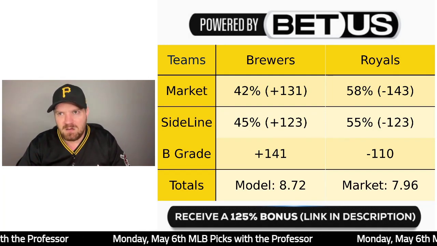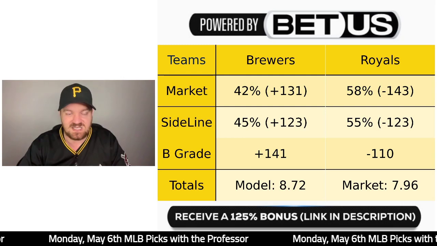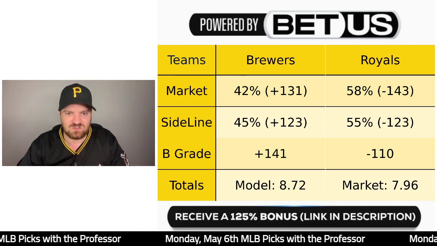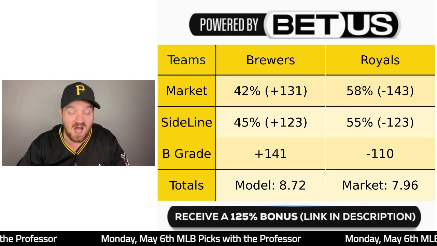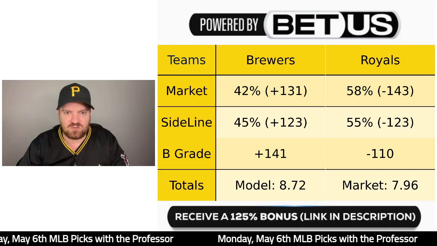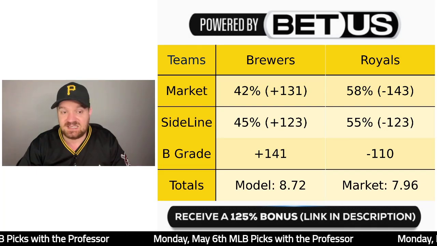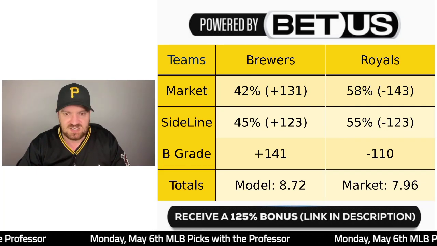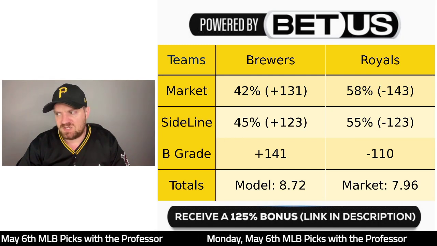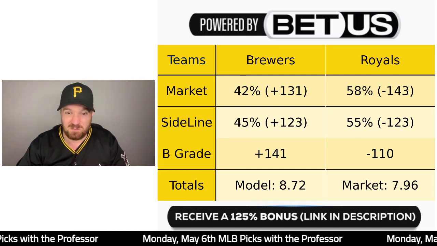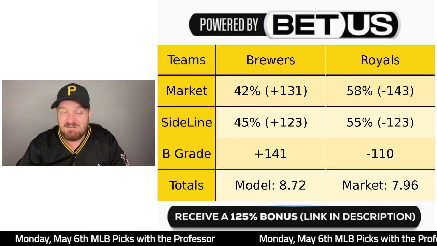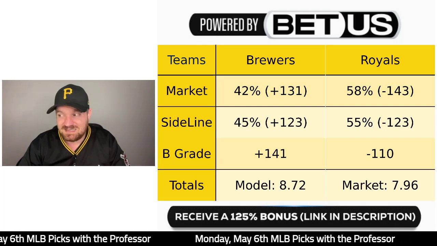The model has been a little bit hesitant on Ragans so far, and it would say the same thing here. Not to say that there's really a ton of value in the Brewers. It would say Brewers are a pass, because the price right now, plus 131, has not gotten to the model's threshold of plus 141. We're still a dime away from that. But the model would look at this and say the Brewers offense is still better than the Royals offense, and that gives them enough of a fighting chance to win this game.